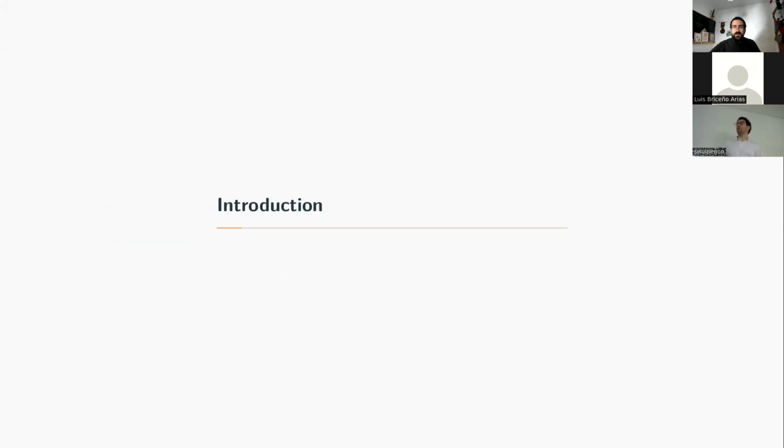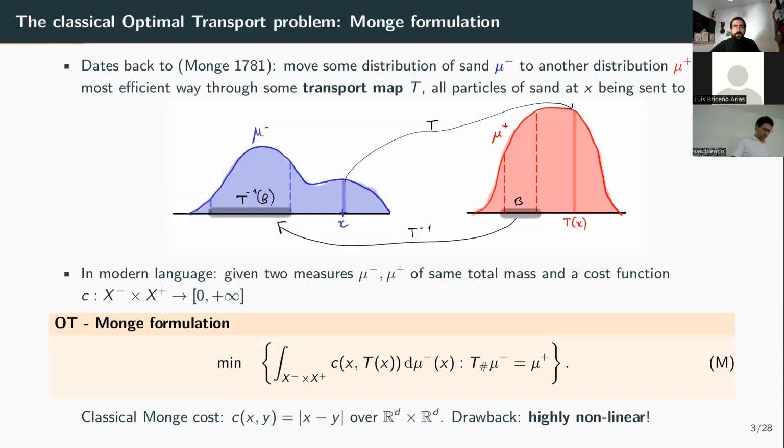Okay, so let's start with the introduction. The optimal transport problem is a very old problem. It dates back from the 18th century. It was an engineering problem. You had some distribution of sand, a mu minus, at the origin, and you want to send it to another distribution of mass, mu plus. And you want to do it in the most efficient way.